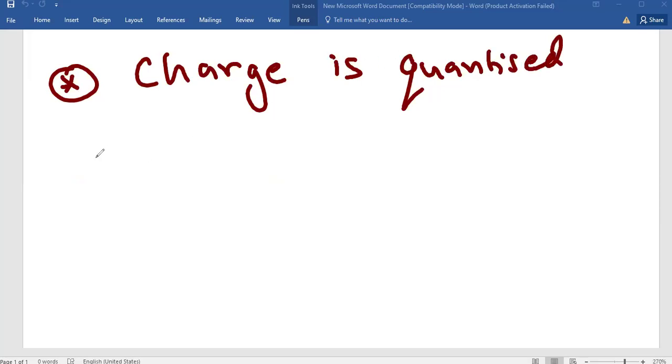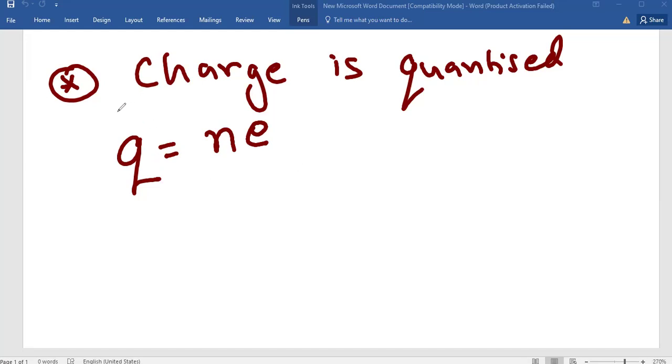It means that any object can be given charge only through the integral multiple of electron, because charging means adding or removal of electrons. So you cannot remove part of the electron. If you are adding either 1 electron, 2 electron, but not half electron, not 1/4 of electron, right? So it means that charge is quantized.